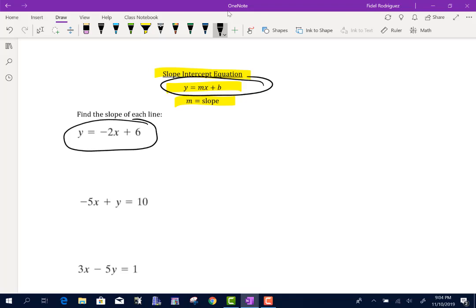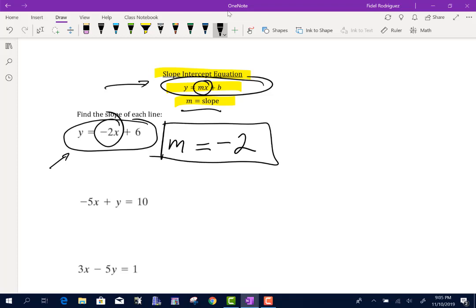And I'm going to say, okay, does this equation here look like it's in that form? Yeah, it looks like it. We got a y, we got a y, we got an equals, we got an equals, we got an m, we got a negative 2x with an x, and a plus b and a plus 6. Okay, because we're trying to find the slope, we're looking for the number m. M in this case is always going to be the number in front of the x. Well, the number in front of the x is the number -2. Okay.